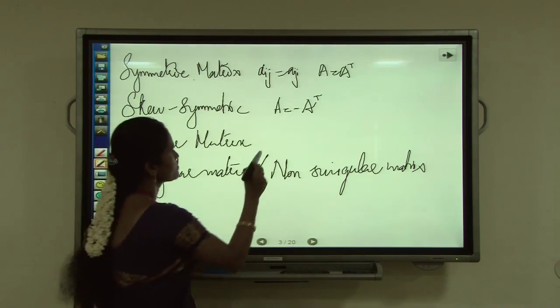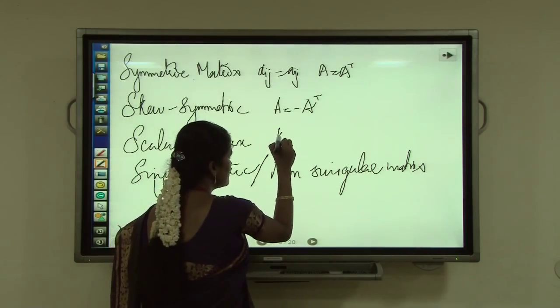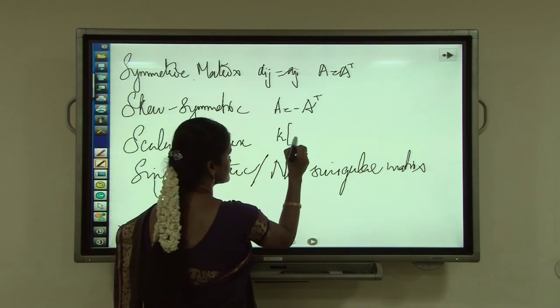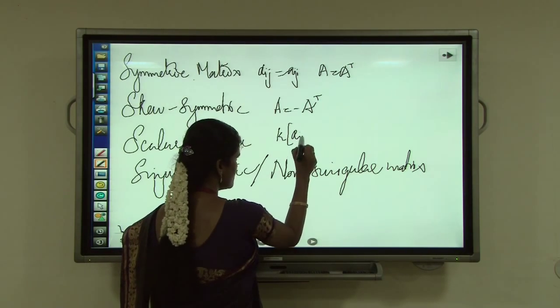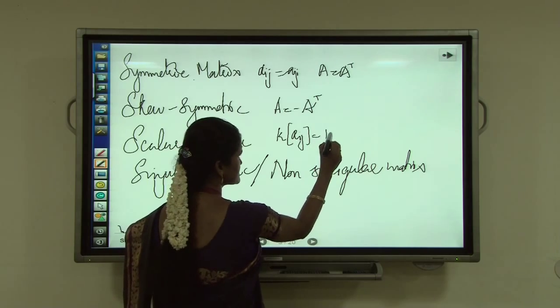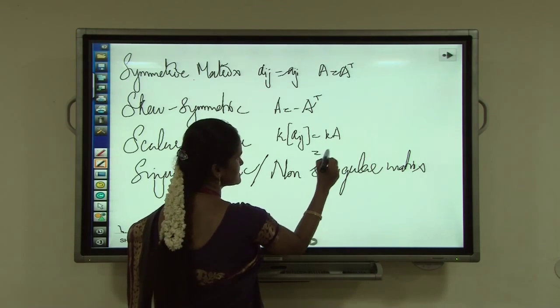For scalar matrices, some multiplier would be there, which we call a scalar. We can multiply that scalar with all the entries of the matrix. So it is k into A, which is equal to some B.